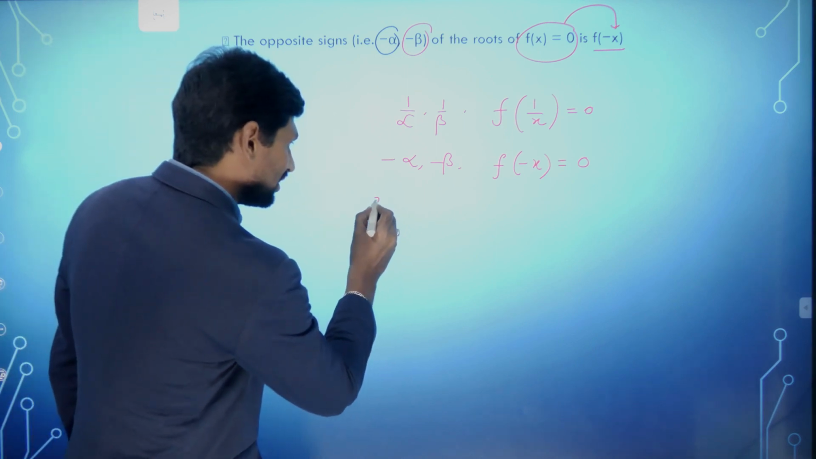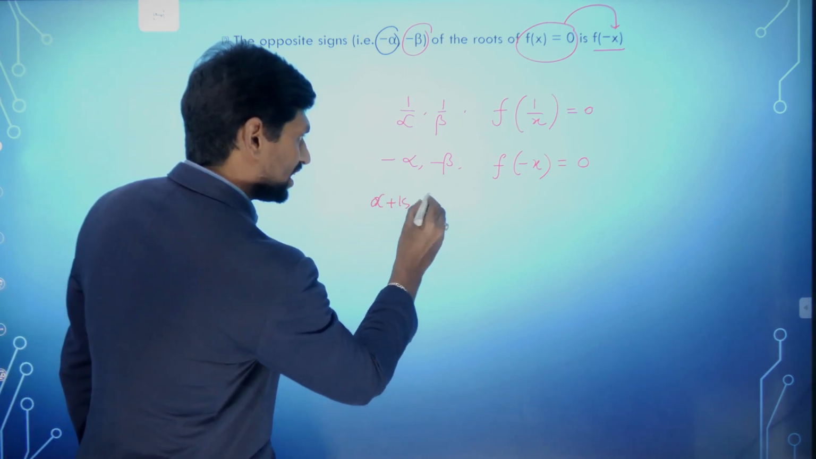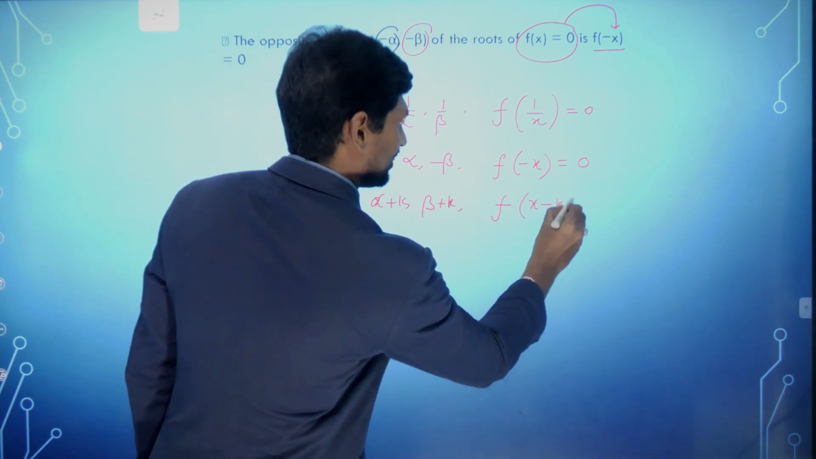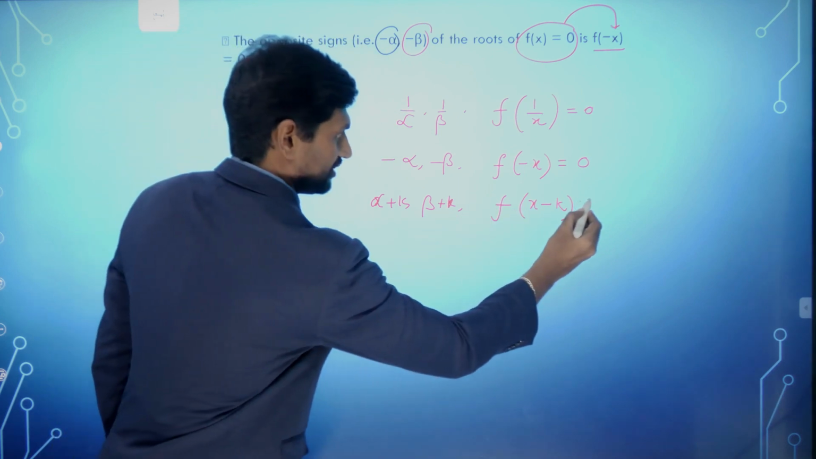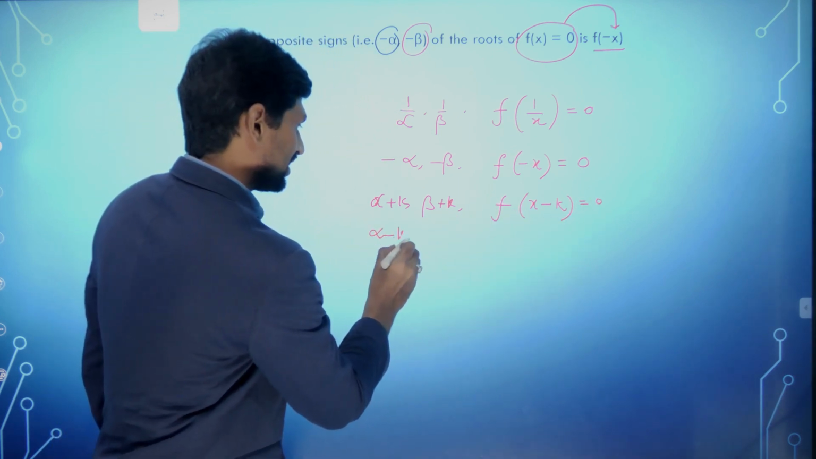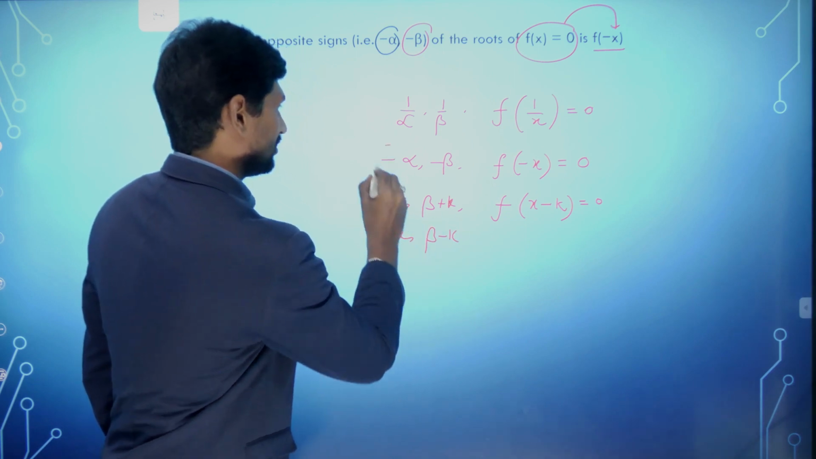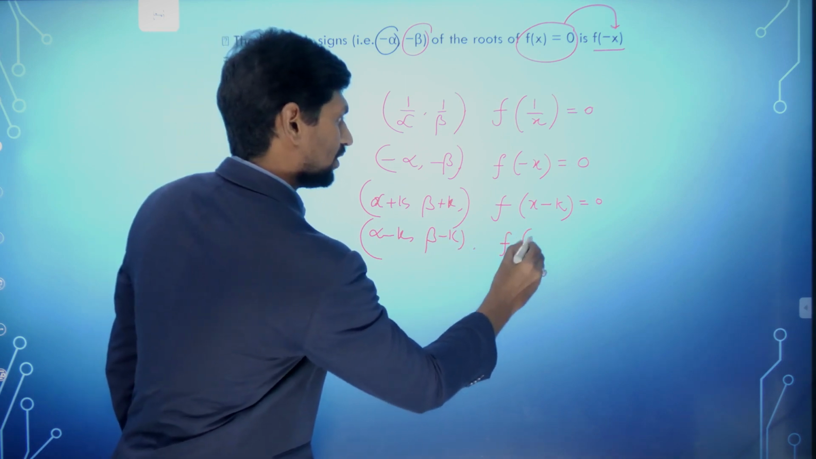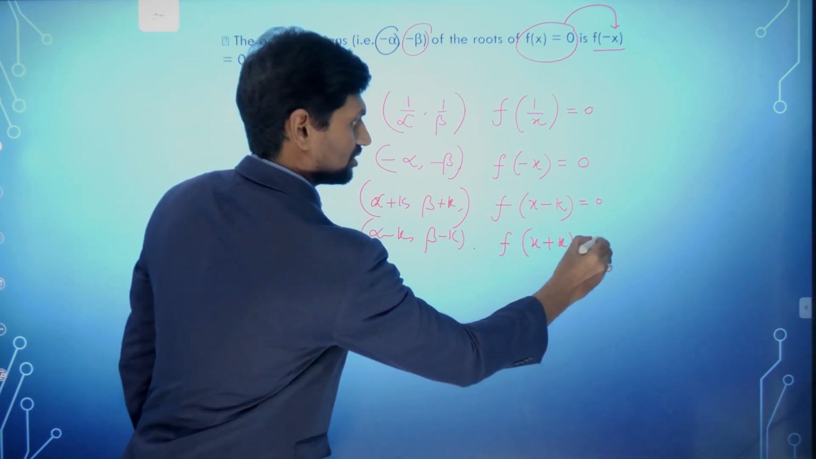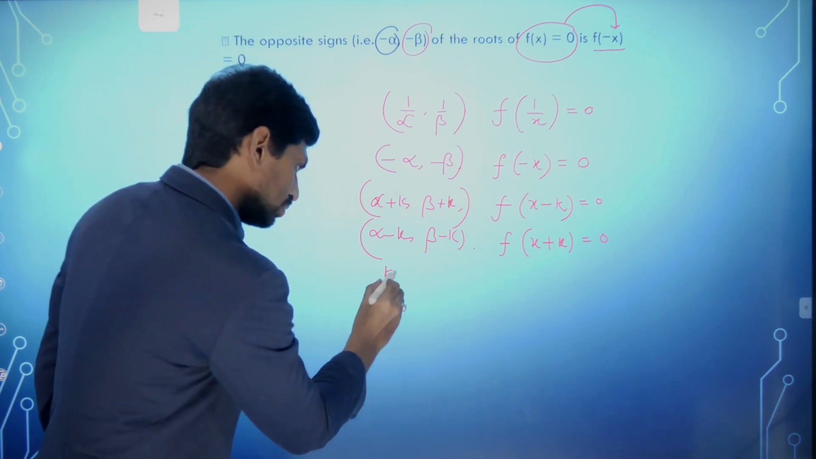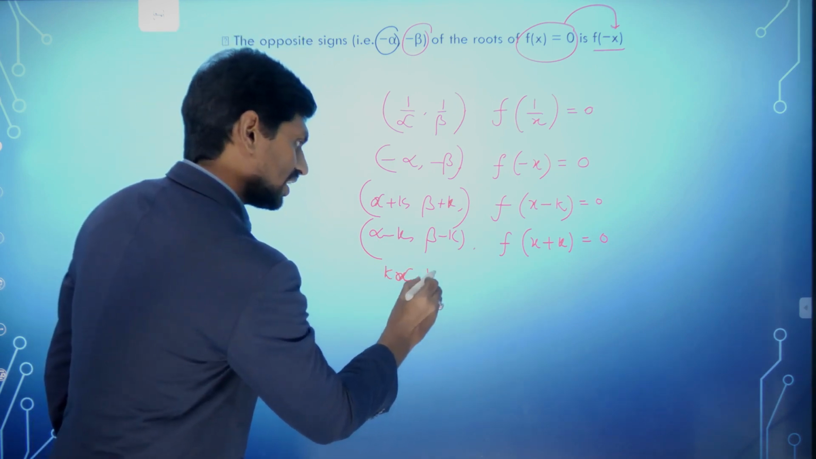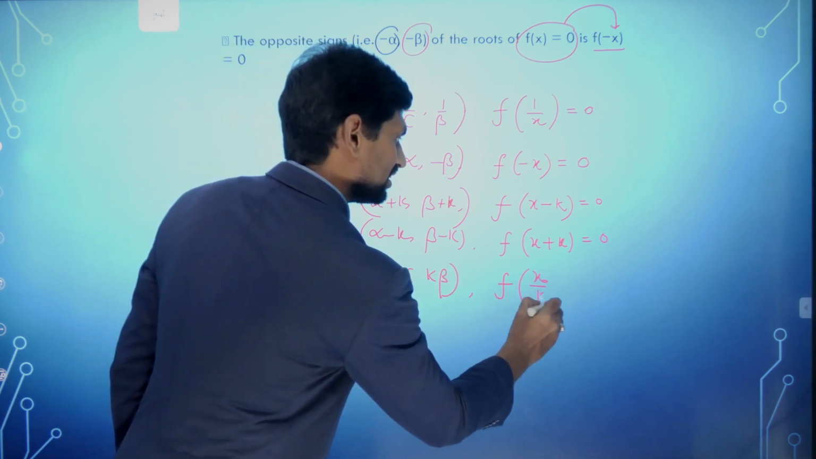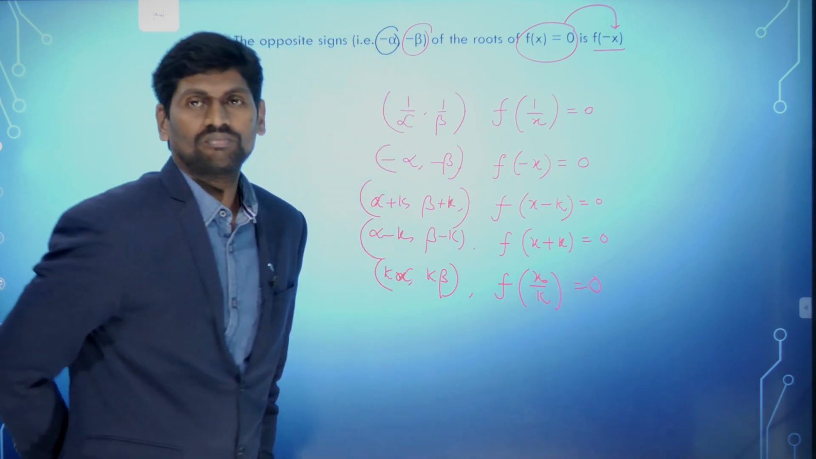Then alpha plus k, beta plus k are roots, then f of x minus k. Here positive means we should take negative. In such a way, alpha minus k, beta minus k are roots, then the quadratic equation is f of x plus k equal to 0. Same way, k into alpha, k into beta are roots, then f of x by k is our required equation. Clear?